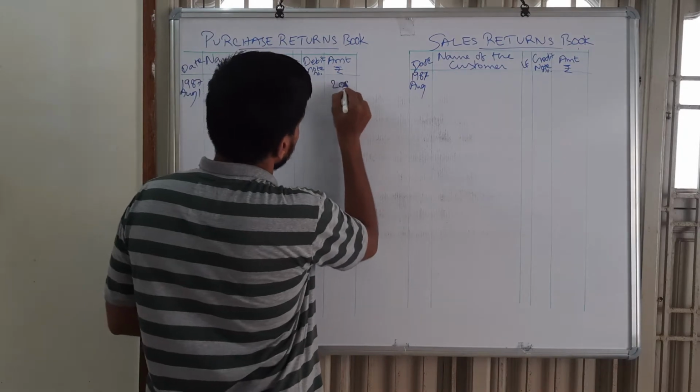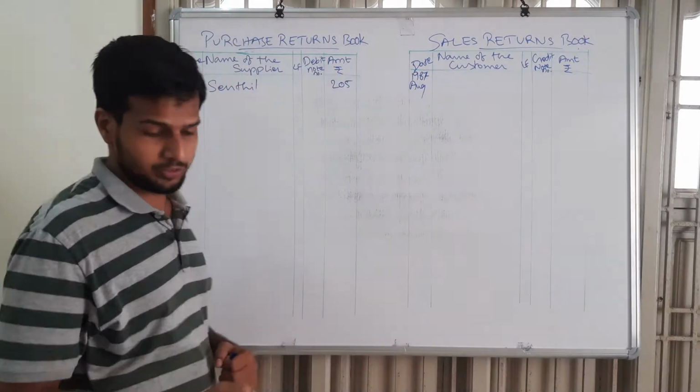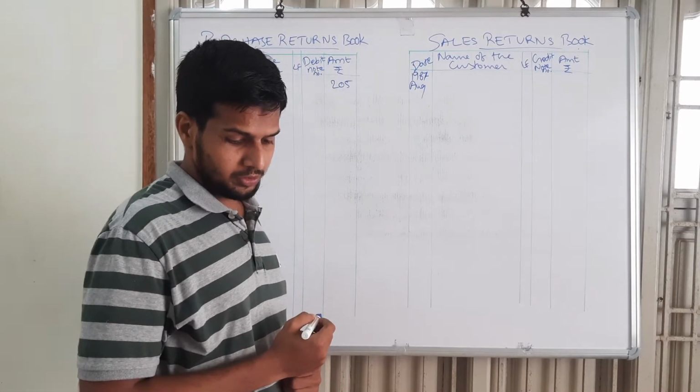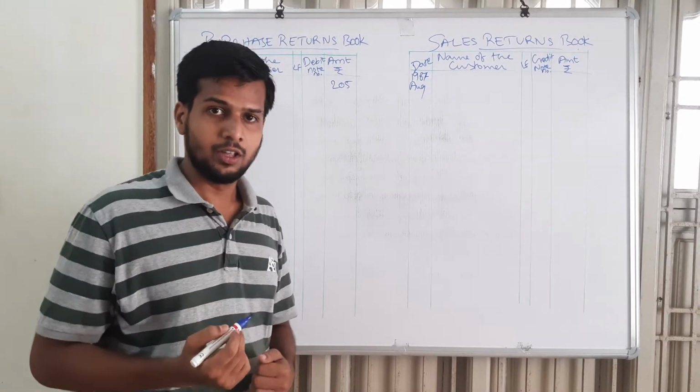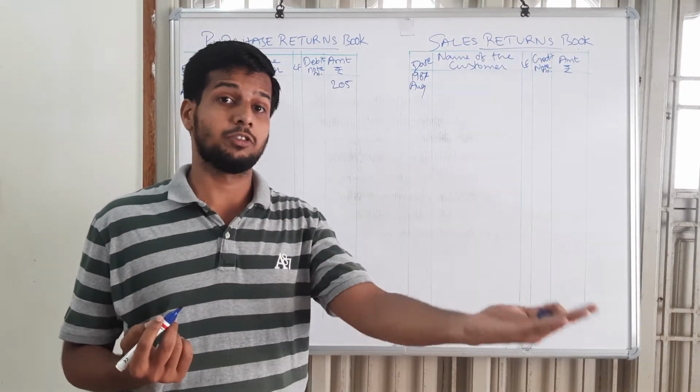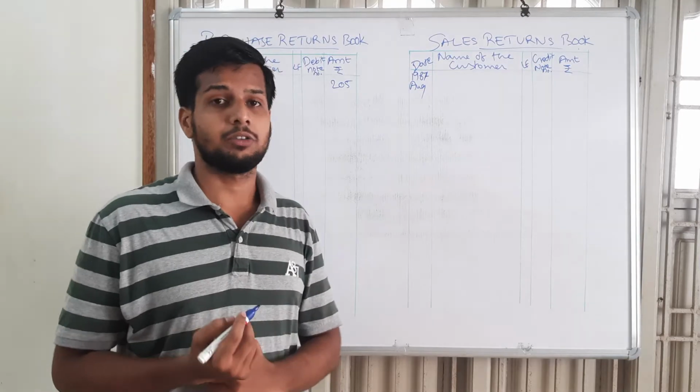No debit note number is given, so we can write the amount straight away. 205 is the amount. And next, August 3, received goods returned by Natarajan. They are receiving the goods that are returned by Natarajan.